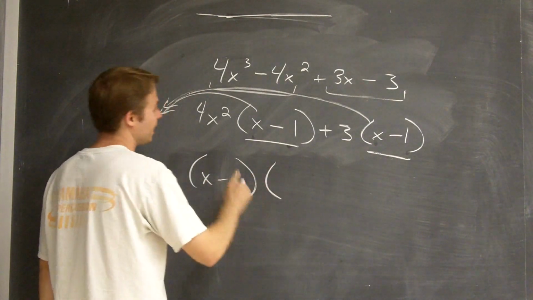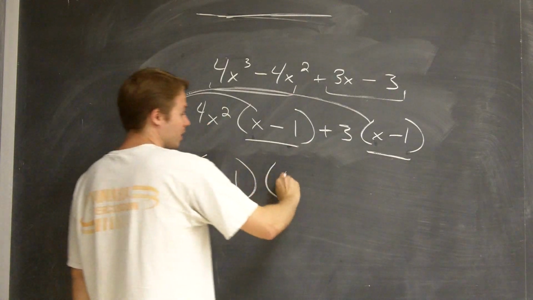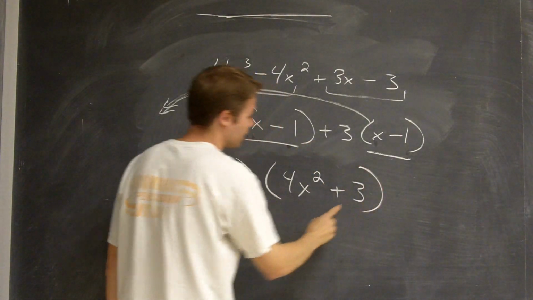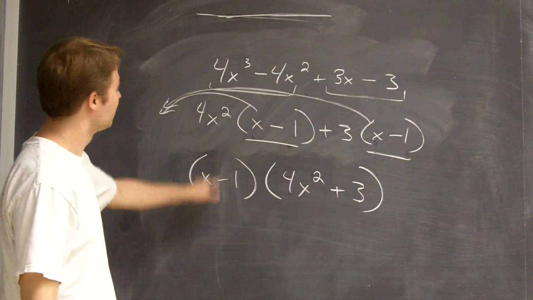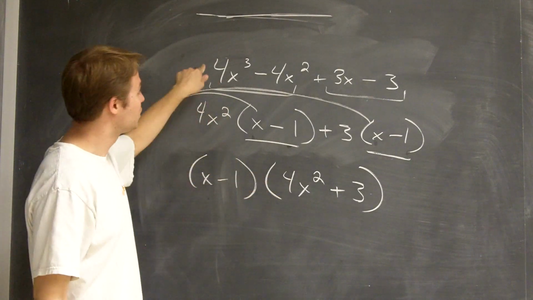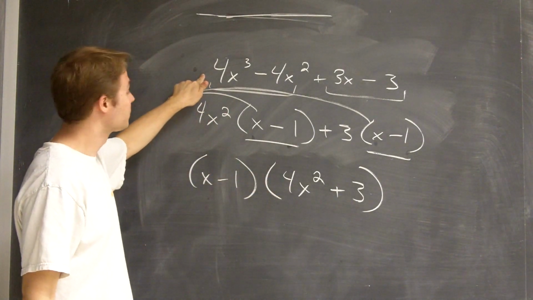To the front, and then what am I left with? Well, I'm left with a 4x squared here, and a plus 3 here. And so now I actually have a factorization of this original value. And if I go back and FOIL this together, I should get back to this original expression.